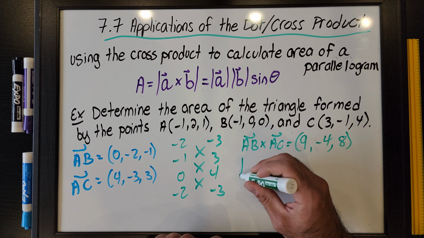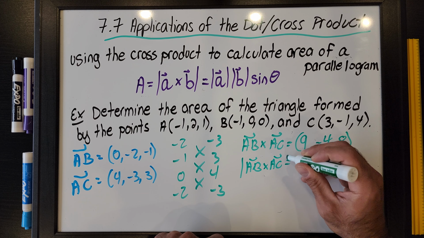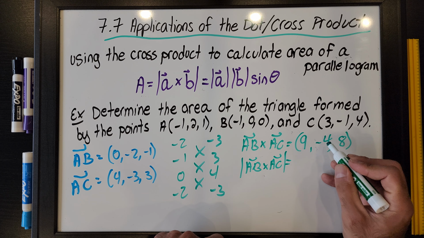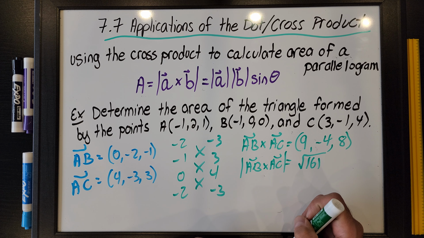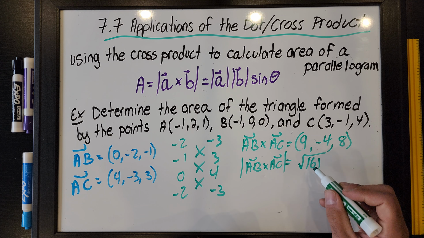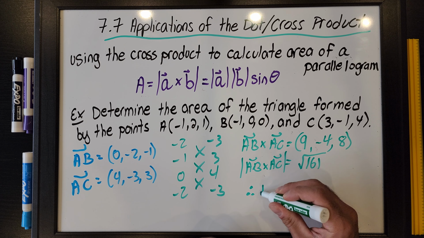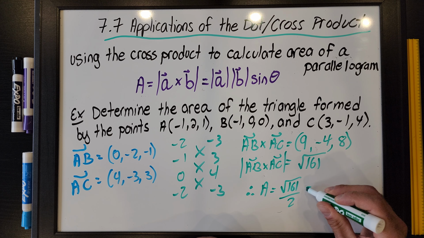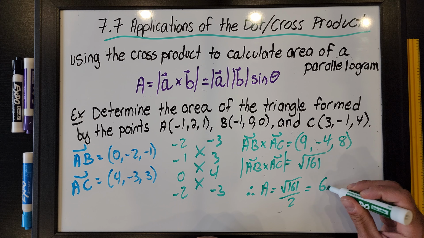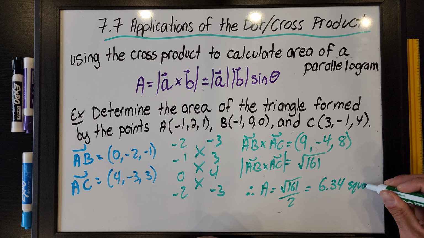Now I have to find the magnitude of the cross product. This squared plus this squared plus this squared is 161, and I have to find the square root of it to find the magnitude. So this would be the area of the parallelogram. Therefore, the area of the triangle in this problem is root 161 divided by 2, and I can change it into a decimal if I don't have to give exact values, and this is in square units.